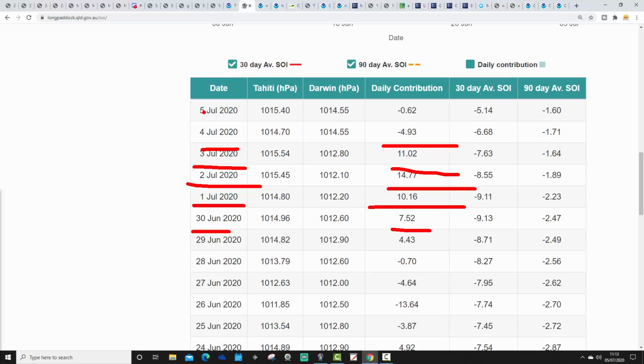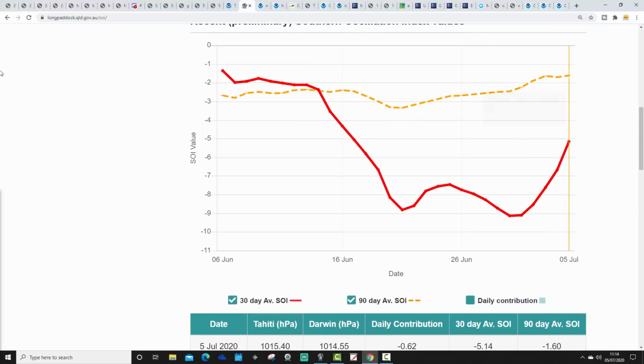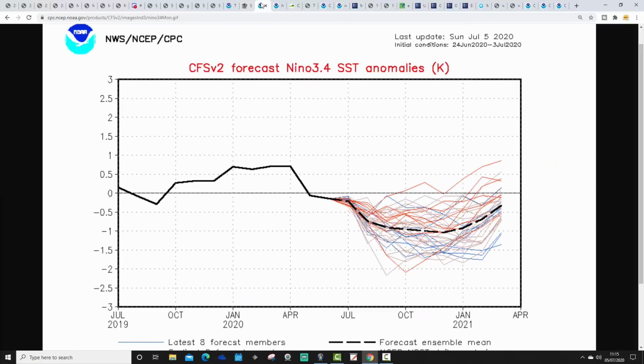These SOI numbers are preliminary, by the way, but they don't tend to be changed that much by the Queensland government. So the latest is about the 1st of July at minus 4, so that's a little bit El Nino-esque, and the 5th of July at minus 0.62, that's kind of ENSO neutral, I suppose. The 30-day SOI average has lifted up a little bit over the past week. Last week it was quite negative at around minus 9, but now we're up to around minus 5. So the SOI 30-day average has lifted up very, very slightly over the past week or so.